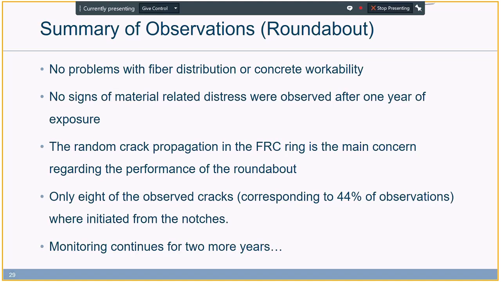So hopefully the monitoring of the FRC roundabout is going to be continued for 2 more years. During this time, we are going to keep an eye on the crack propagation. We are going to monitor the cracks and see how they're going to change over time, and if there's going to be any sign of distress in material, considering the harsh environmental condition that the concrete is exposed to. And hopefully we will have some more cool data to share with you in future presentations.